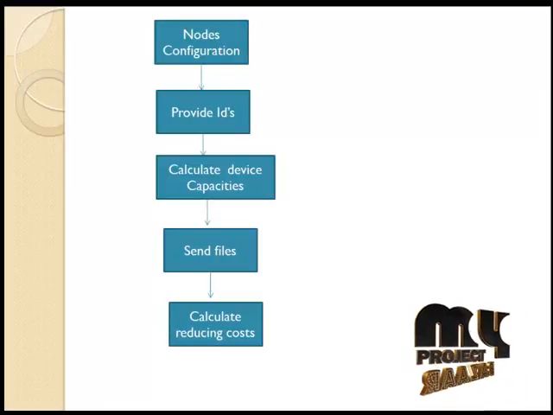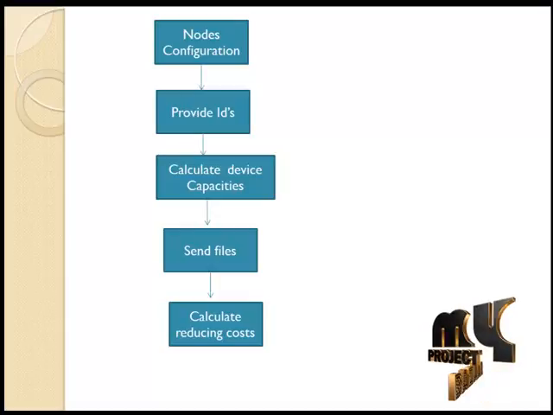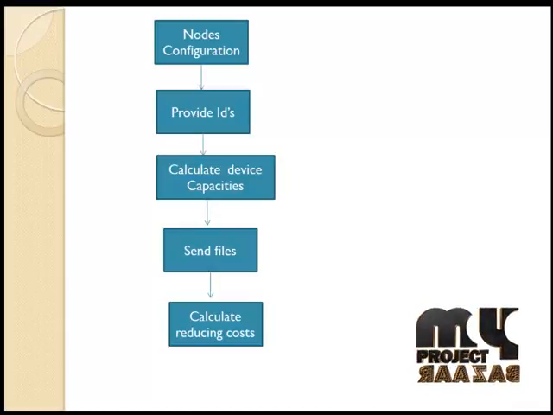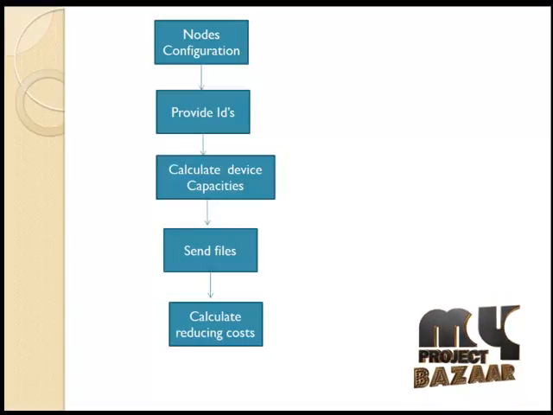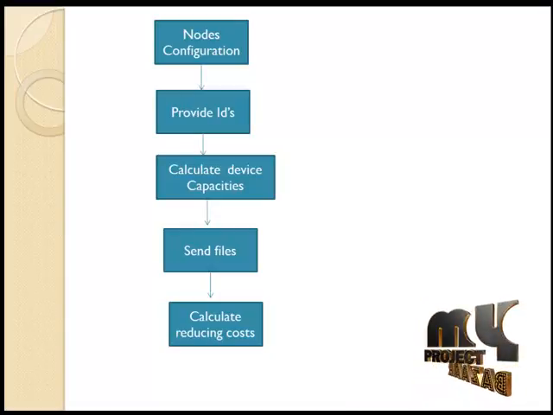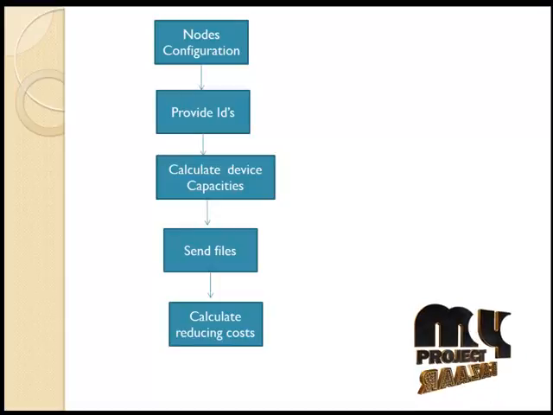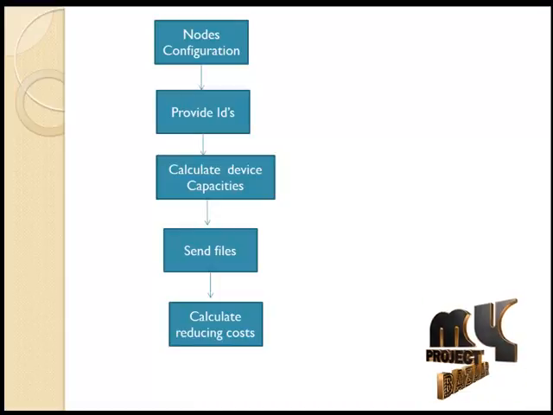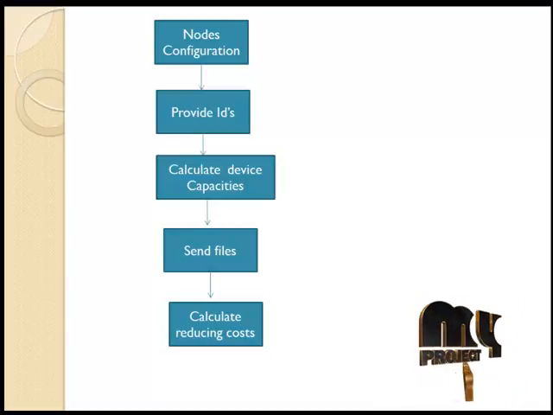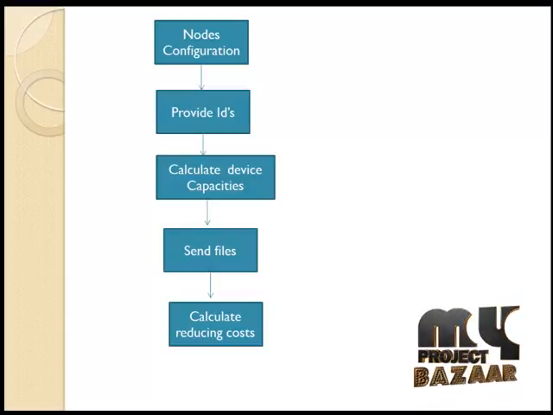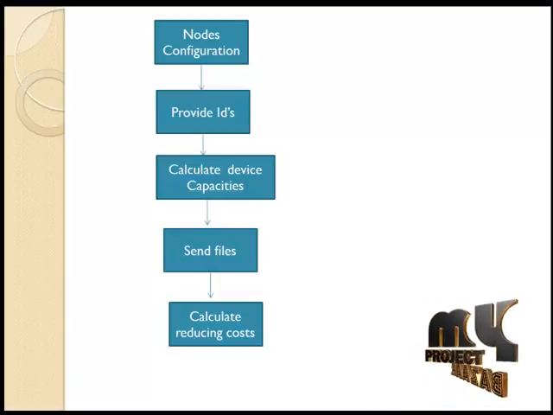This is our data flow diagram. First of all, we are going to create and configure each and every node like user information and also virtual machines, cloudlets, cloud brokers, like that. Then we are going to provide an ID to each and every user, each and every cloudlet and also virtual machine. Then we are going to calculate the maximum capacity of each and every virtual machine to work out the given job, and then we are going to send a file to each and every virtual machine.